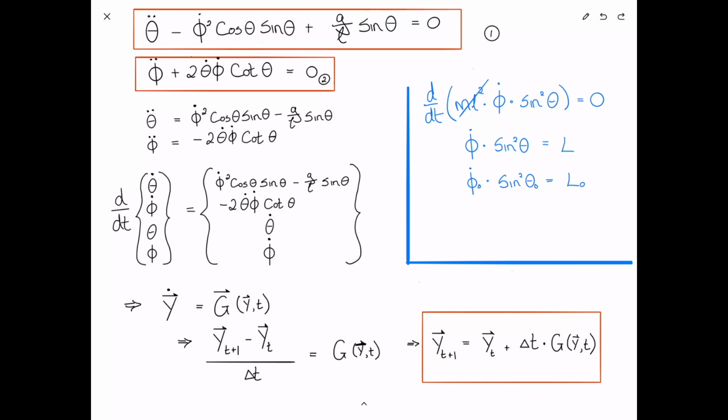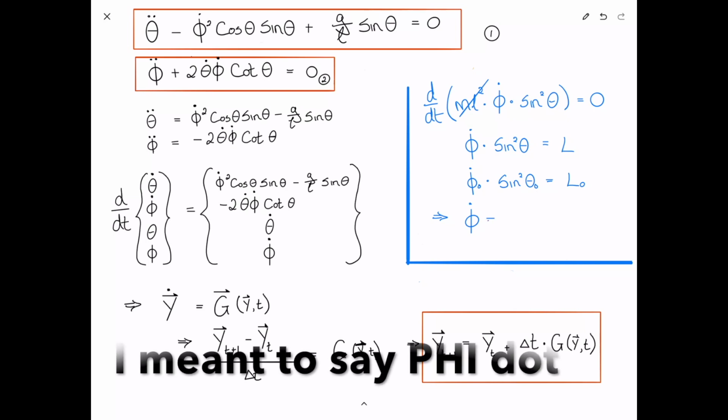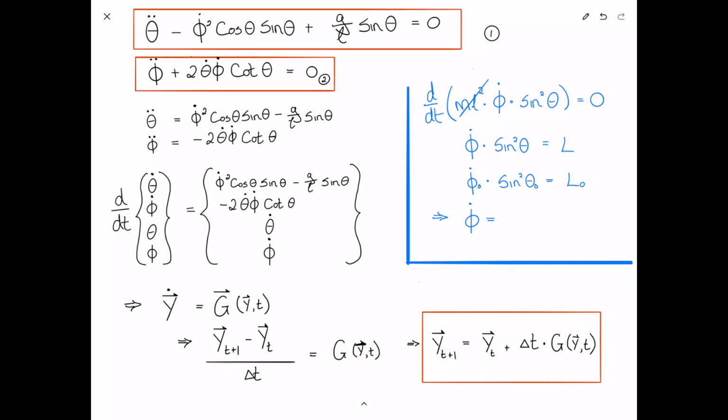So what happens is if this is always constant, this quantity can be rewritten in a different form. Therefore phi dot is equal to, in terms of L naught, some initial constant, divided by sine squared of theta. And I guess the point I'm trying to make here is, in order for this to be conserved, with this L initial, L naught, as sine squared theta goes to 0, the angular velocity phi dot becomes infinite.